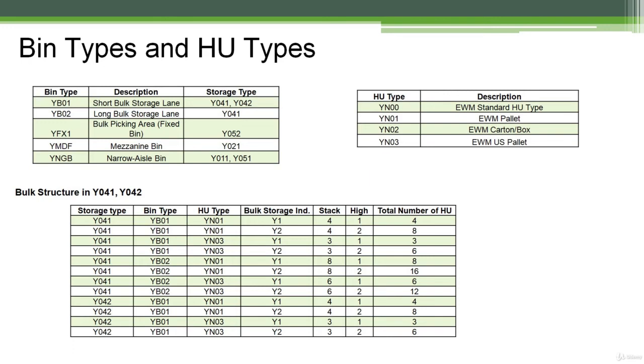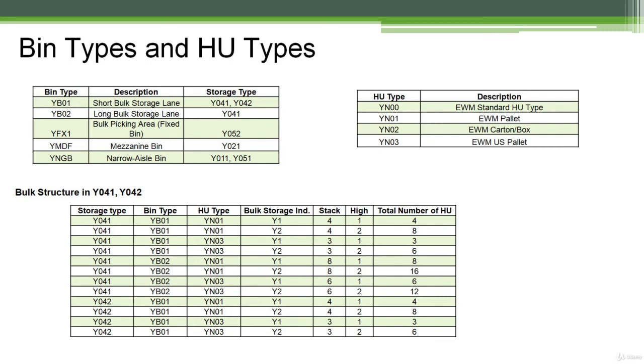Bulk structure, for example, in 41, if the bin type is YB01, short bulk storage lane, and if I'm getting an EWM pallet, standard EWM pallet, four pallets can be kept one behind the other and up to a height of 1, which comprises a maximum of 4 pallets. This structure will be used if the product has a bulk storage indicator Y1.